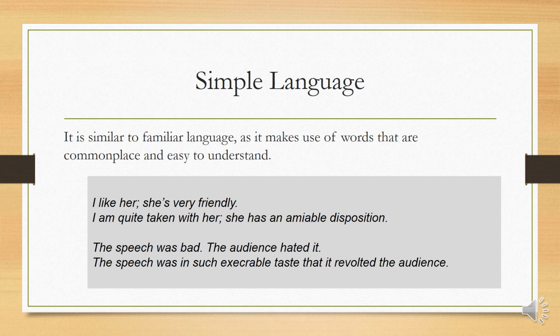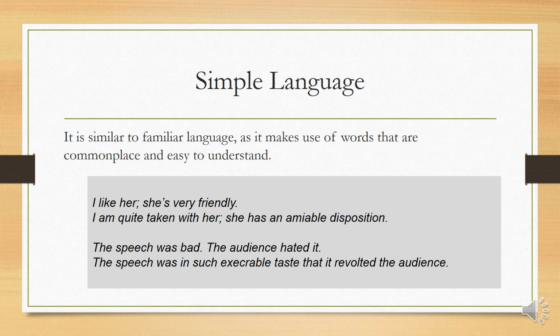If a familiar language is our everyday language, or informal language, we also have direct language, which is a statement that is direct to the point. Now, we have here a simple language, which is similar to familiar language. It makes use of words that are commonplace and easy to understand. For example, I like her. She's very friendly. I am quite taken with her. She has an amiable disposition.